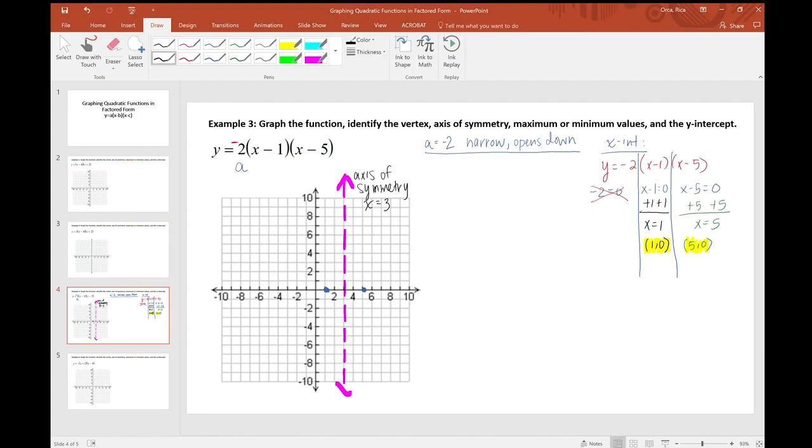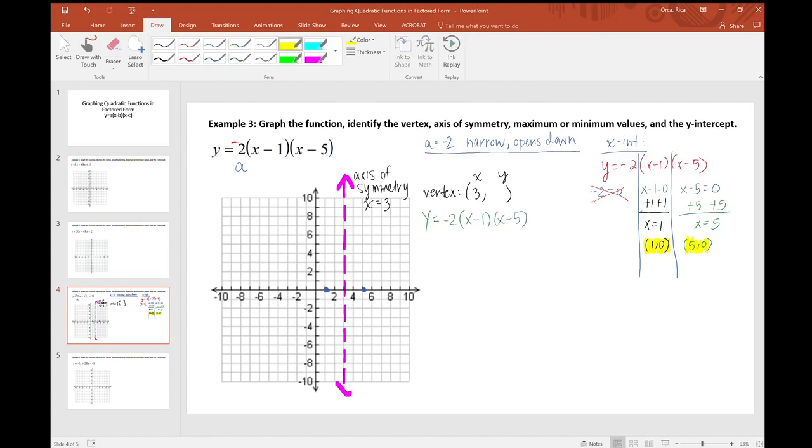Now that we've drawn our axis of symmetry, we need to locate our vertex. I know that the vertex is somewhere along this line. So the x value of my vertex is going to be on 3. But in regards to the y value, we don't know. Let's take our x value and plug it into our function to find our y value. Y equals -2 times x minus 1 times x minus 5.